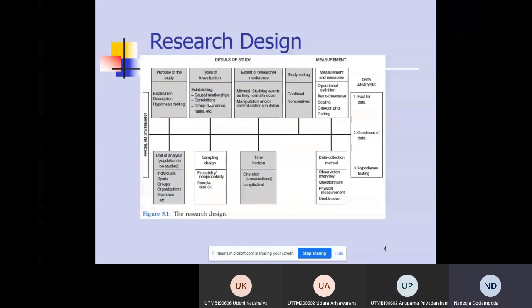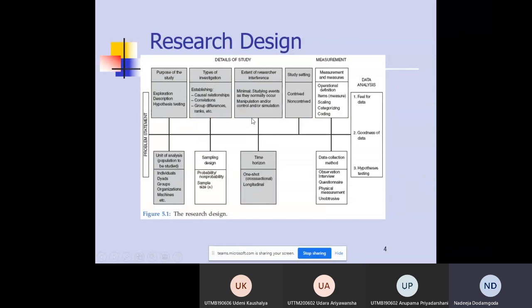If you look at the next box, you can see extent of researcher interference. So is the researcher making any changes to the existing setup? If so, there is manipulation involved. If you just distribute the questionnaire, so if you just conduct your interviews without any change in the context, then we say there is a minimal interference.